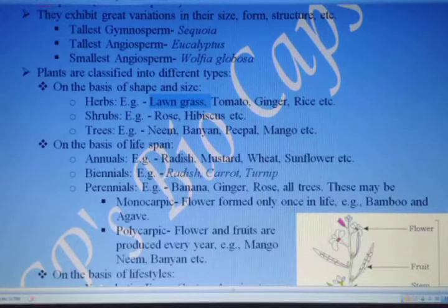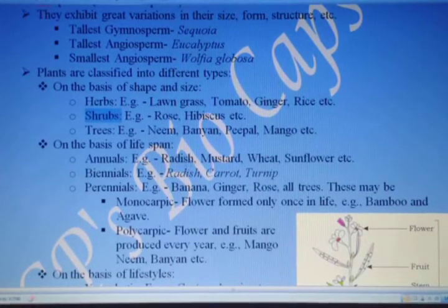They do not live for more than 1 or 2 seasons, their life cycle gets completed. Plus they are not woody, meaning their stem is not very thick and hard. Examples include lawn grass, tomato, potato, ginger, rice, wheat; all these are classified as herbs. The second one is shrubs.